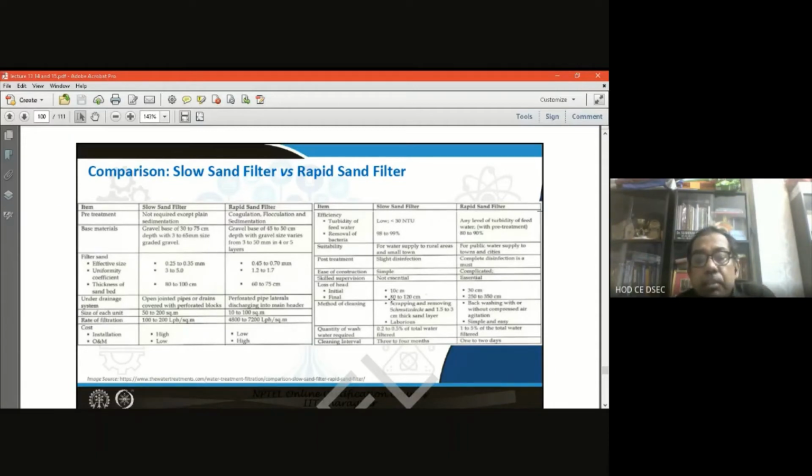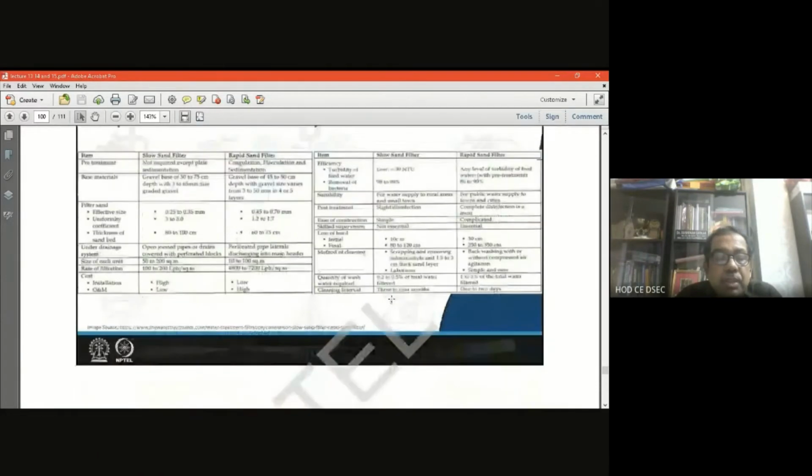Quantity of wash water required is 0.2 to 0.5% of the total water filtered in case of slow sand filter. But since it is a major maintenance mechanism in case of rapid sand filter, it requires much more than the slow sand filter. It is 1 to 5% of the total water filtered. Cleaning interval is 3 to 4 months in case of slow sand filter, but in case of rapid sand filter, it is 1 to 2 days, that is 24 to 48 hours.